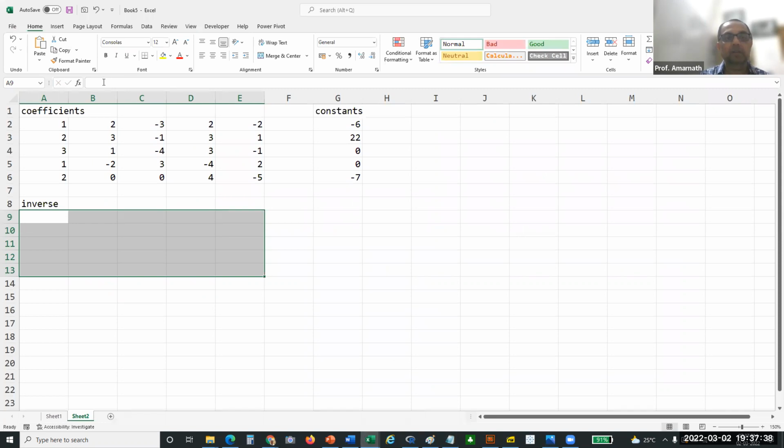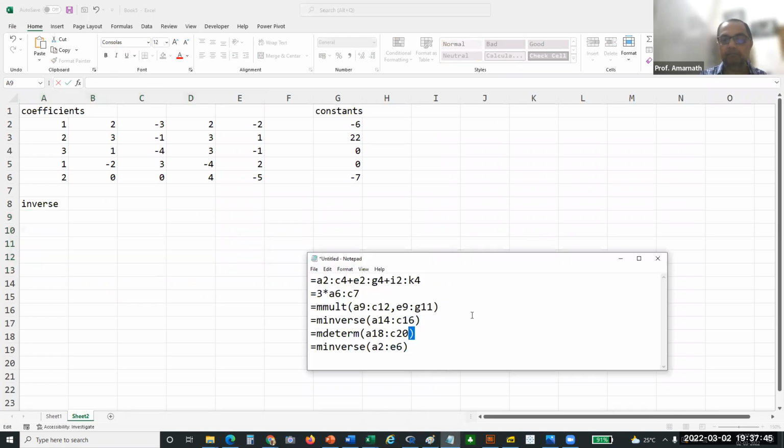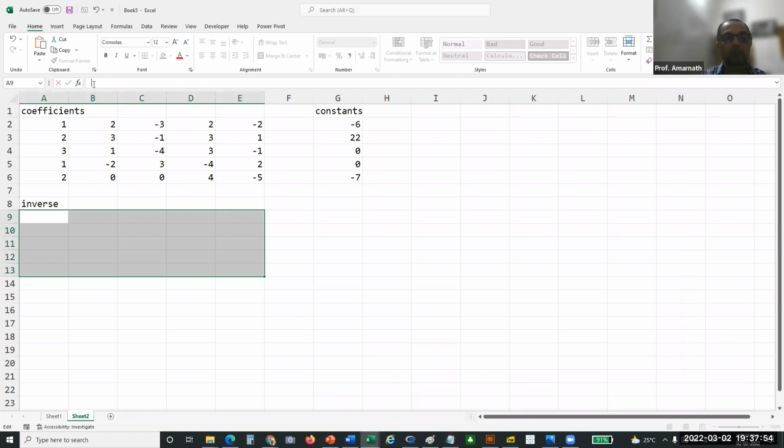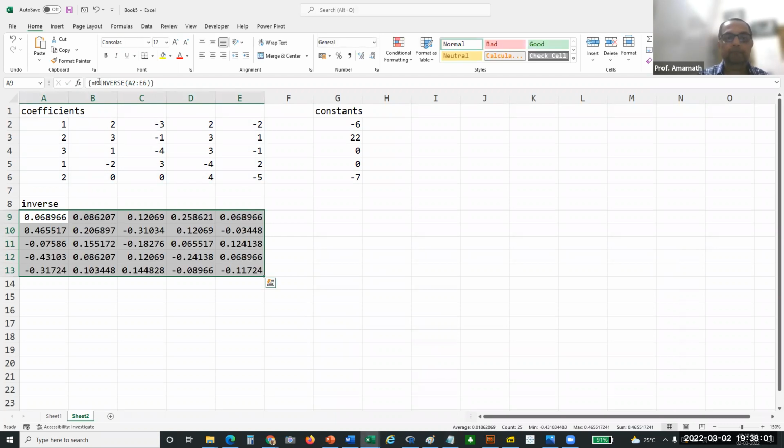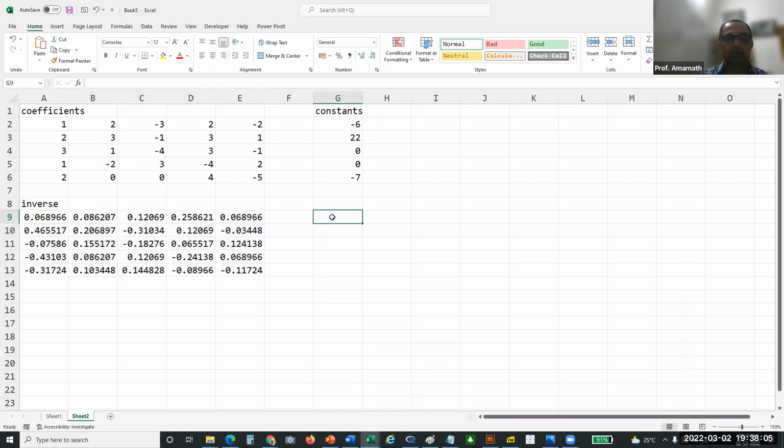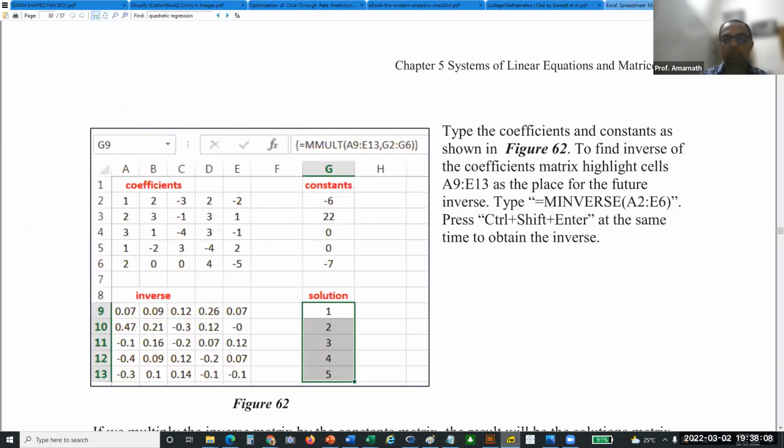No, no, and this, I don't know what happened. Now press Control Shift and Enter. So we get the inverse of the coefficient matrix. So we should get a solution for this thing now.